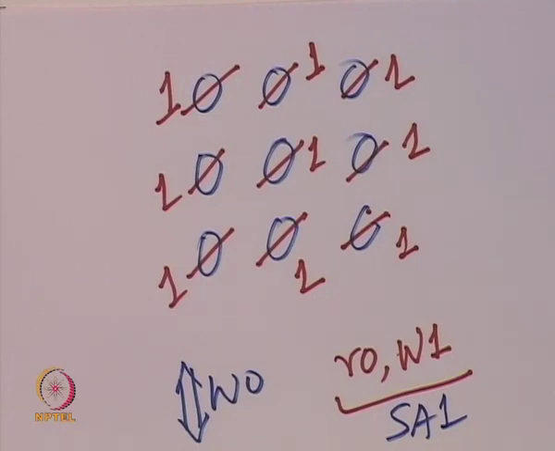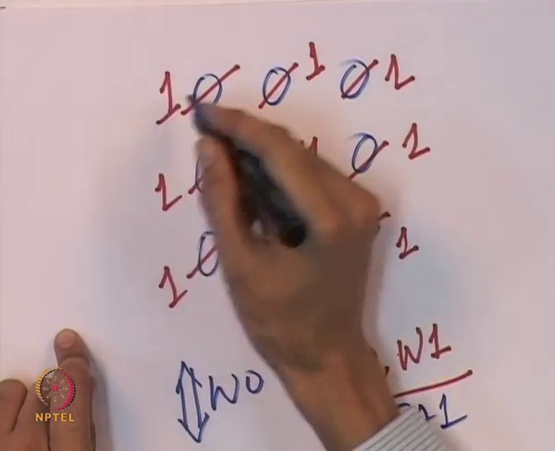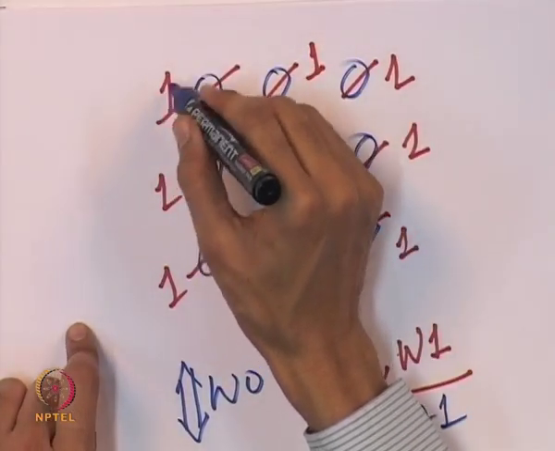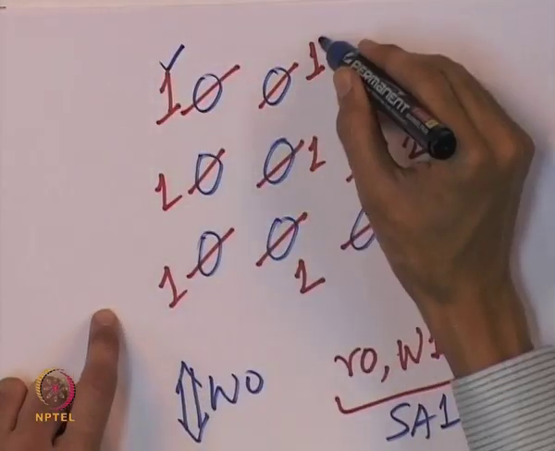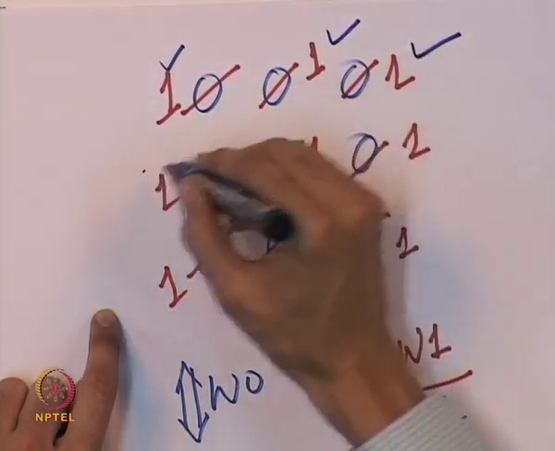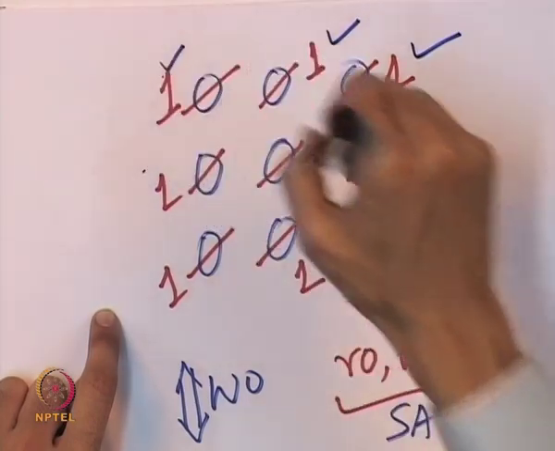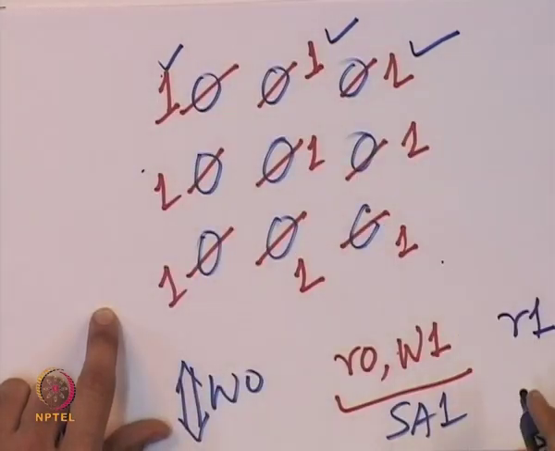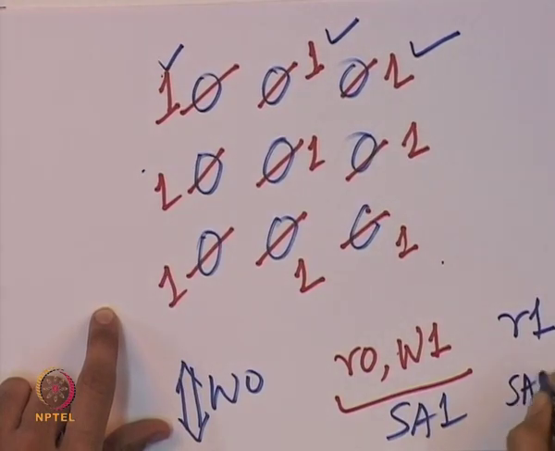You can come back and now read these values. So, if you read this value again here, if it is 1, in that case this is correct. So, again here you march from first location to last location. That means here you are reading 1, and so this can detect stuck-at-0 fault.